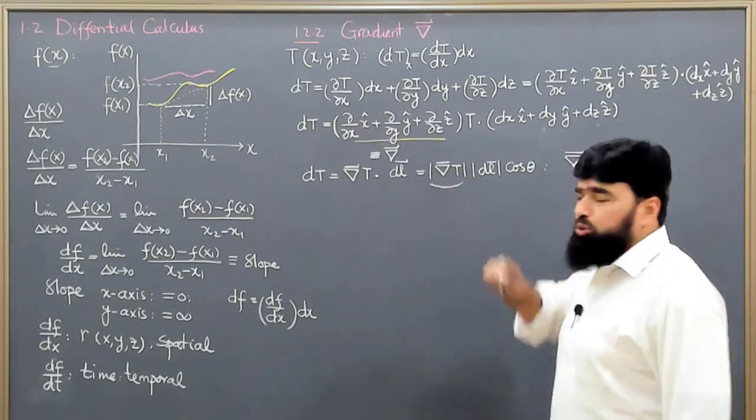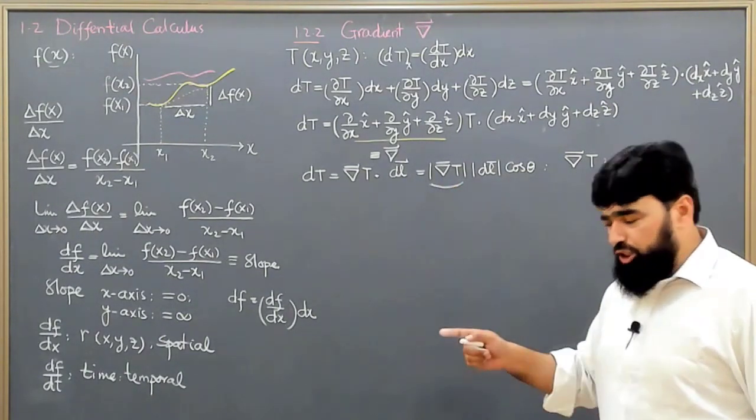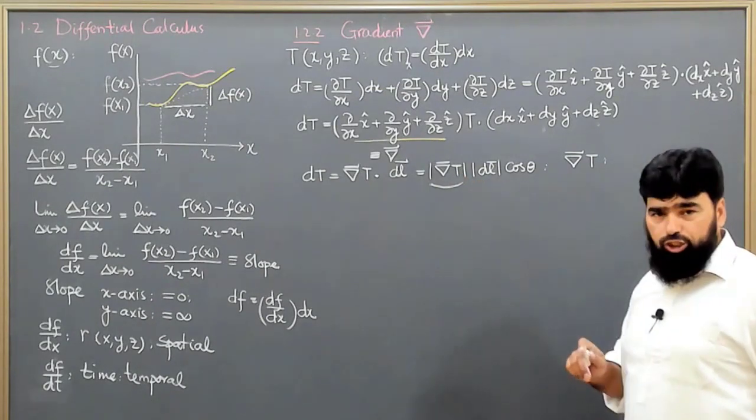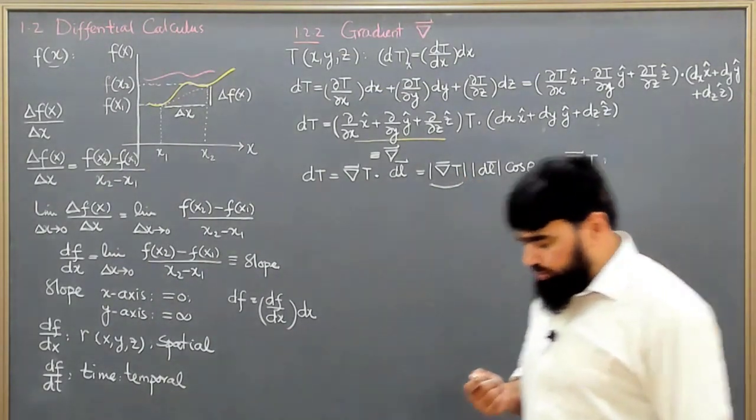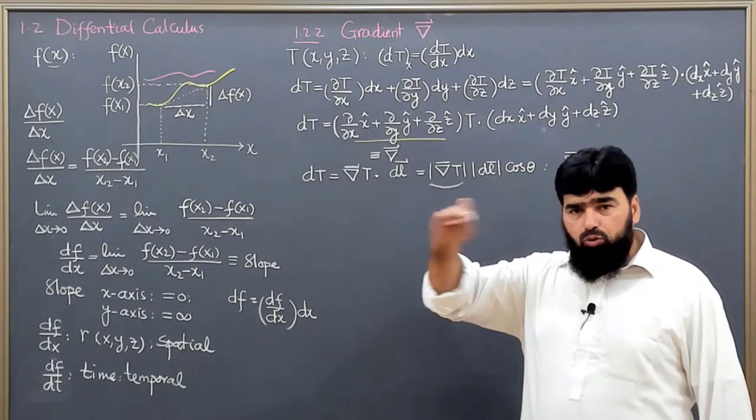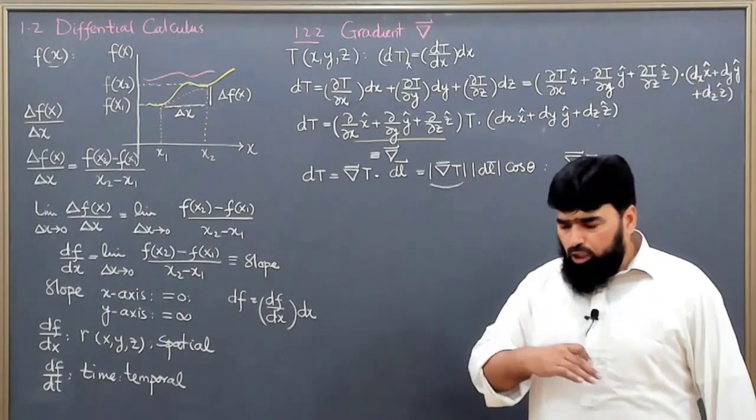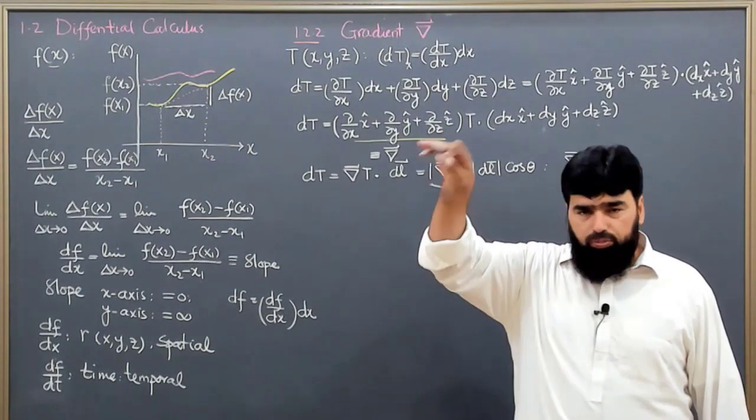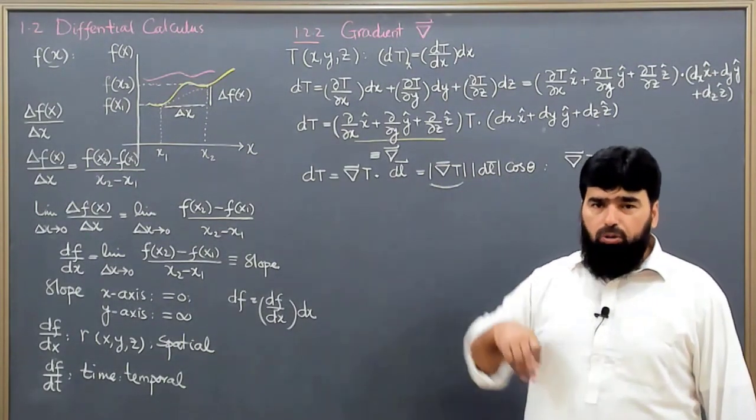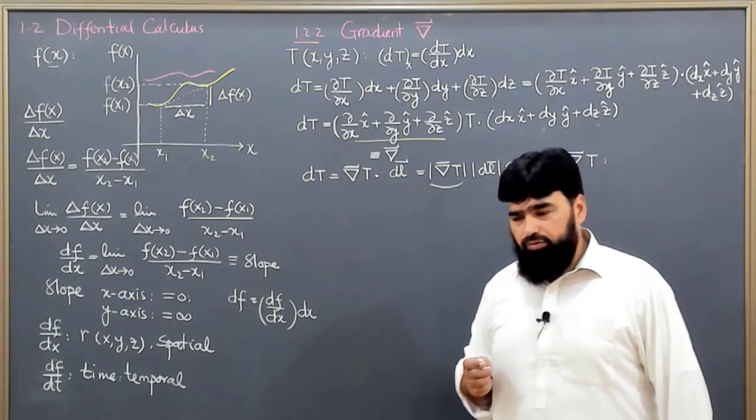So it gives you the maximum change direction in which the function is changing. Another example, let's say we are going to the top of a mountain. There are so many ways to reach the top. Every way to the top is called a derivative.